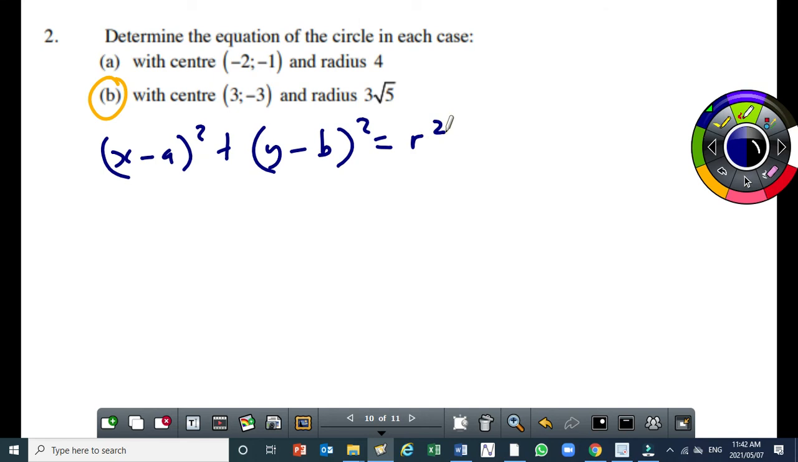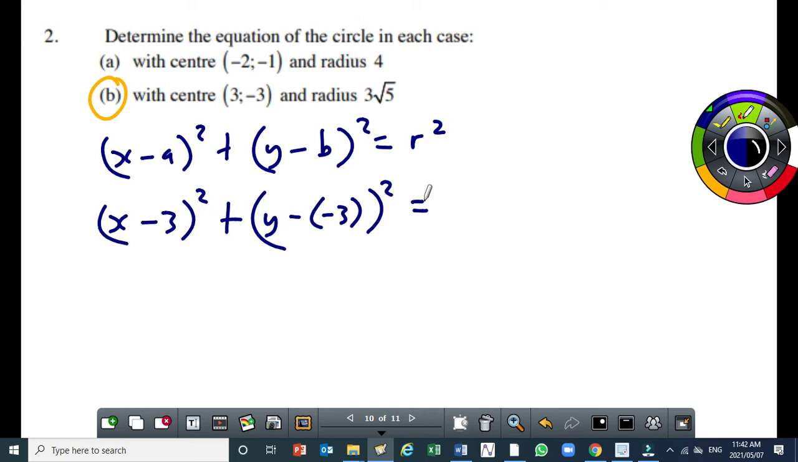So the center, A is 3, B is minus 3, so I'll substitute that there. I'll get (x minus 3) all squared plus (y plus 3) squared. That's equal to the radius, which will be (3 square root of 5) all squared. Right? Now, we can simplify this. I would suggest that here you simplify, remove the brackets.